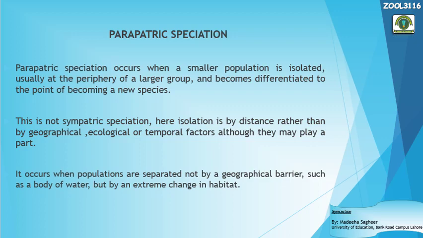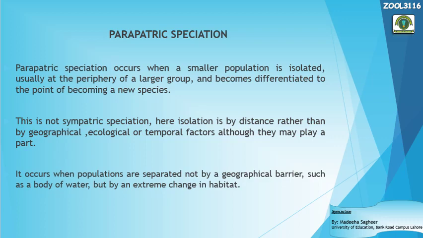Geographical, ecological, temporal, environmental factors do play a part in parapatric speciation, but here the major requirement of parapatric speciation is what? The distance. Once there is a distance, with the passage of time, the individuals that are distant from the mainland would be subjected to different selection pressures, and they have a different environment.